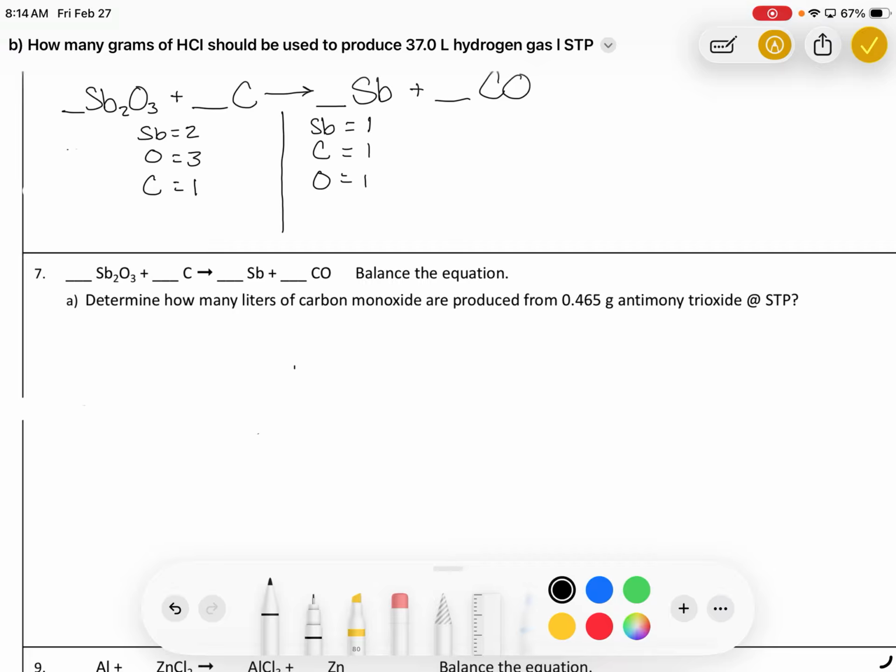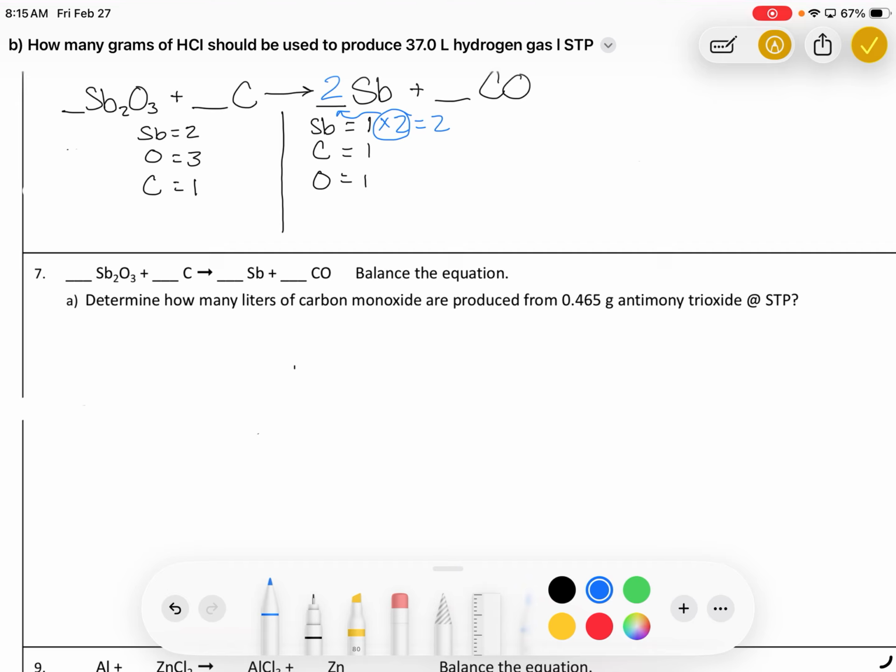The first thing we always balance when balancing chemical equations are the metals. So let's go ahead and look at antimony, Sb. Currently on the left side, we have 2. On the right side, we only have 1. So what number would we want to multiply by? 2. And that 2 represents our coefficient. Then let's go ahead and go down to carbon and oxygen.